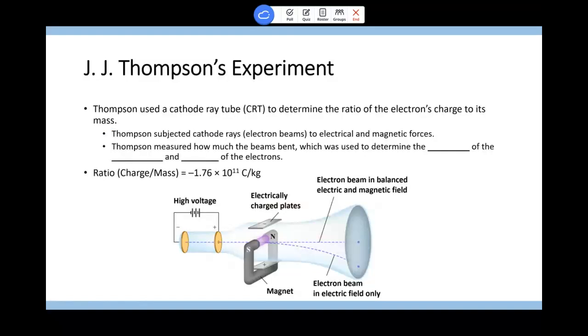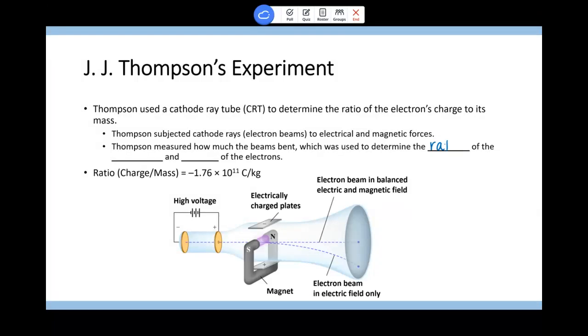In another experiment, J.J. Thomson used a cathode ray tube to determine the ratio, focusing on the electron, of the electron's charge to its mass. So this researcher subjected electron beams to electrical and magnetic forces. So we have this electron beam, we have electrical force, magnetic force, and then measured how much that electron beam bent, and that bending was used to calculate the mass to charge ratio.